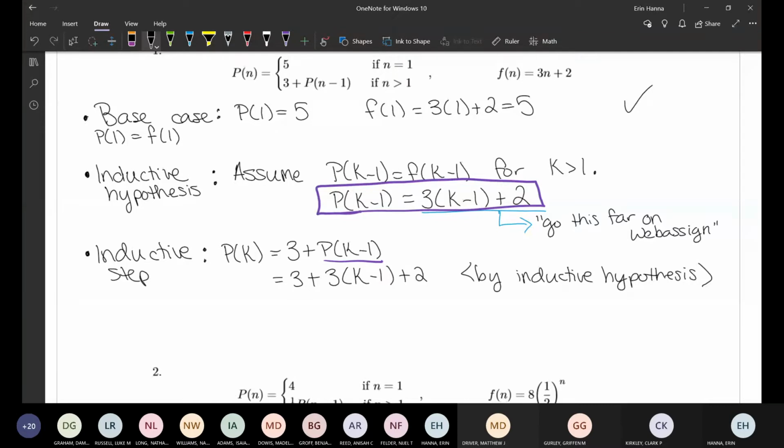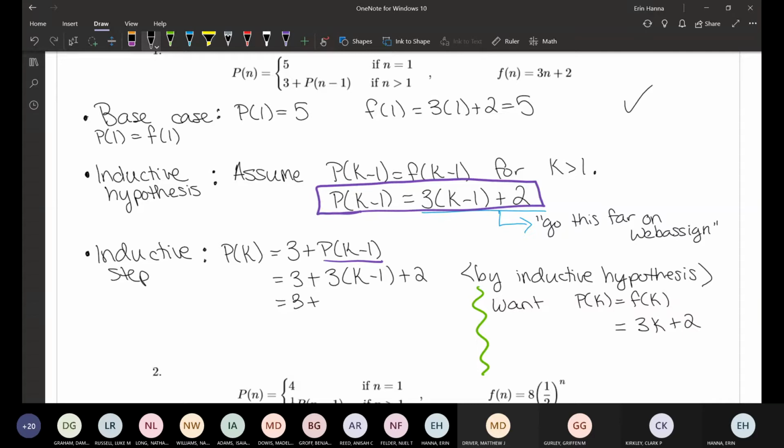So kind of the idea of this, maybe you don't realize what we're trying to do here, is that we want P of k to be equal to f of k. So we want this to be equal to 3k plus 2. That's kind of what we're looking for. Maybe that's not clear. So we want to try to manipulate what we have now to look like some 3k plus 2. Well, now that I've replaced that P of k minus 1, let me do some algebra.